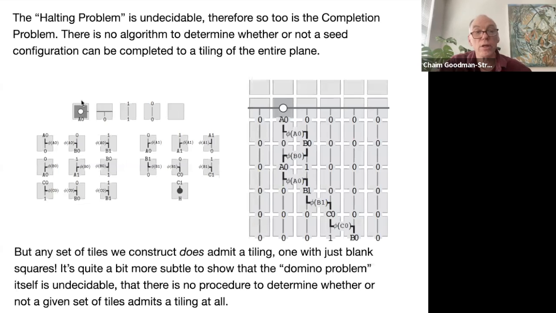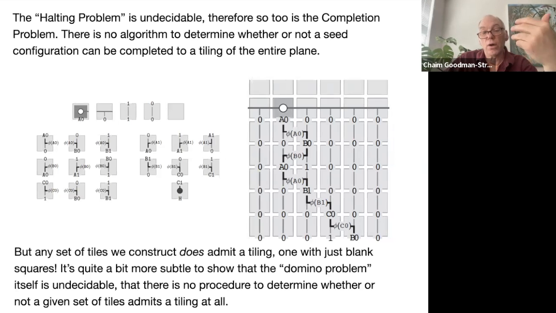The actual statement is that the completion problem is undecidable, meaning that if I start with a particular seed configuration, namely this one, once I place that seed down, then everything else is determined, and then the run of the machine has to be encoded. This seed tile ensures that the tape is set up to either side and that the machine starts running, and then we can determine.